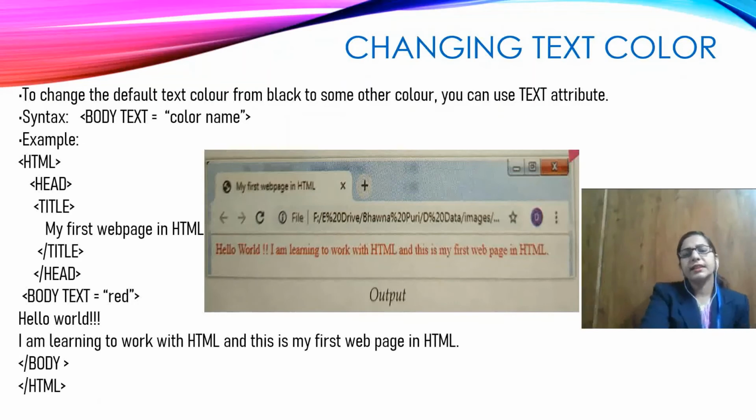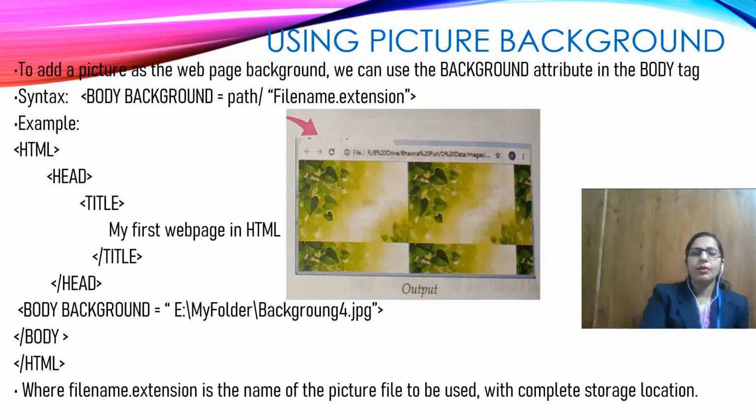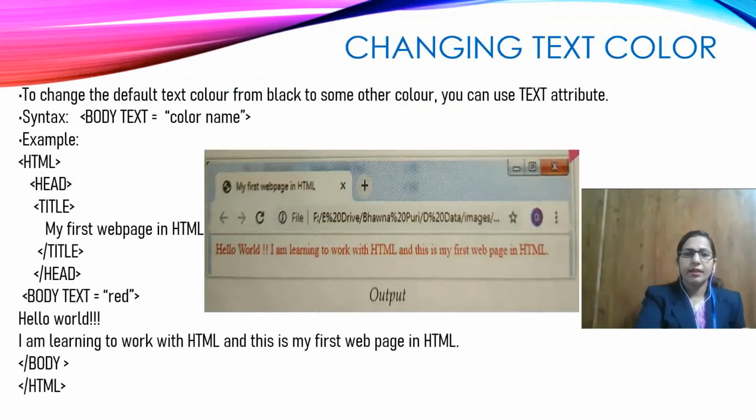Okay, next is changing the text color. That is all about how we can change the color of the background and how we can set a picture as a background. Now I want to change the text, whatever text we are writing, from black to red. How can we do this? First, the same HTML tag, ending HTML tag, then head tag and ending head tag, title starting and title ending. Here I am writing the same, my first page in HTML.